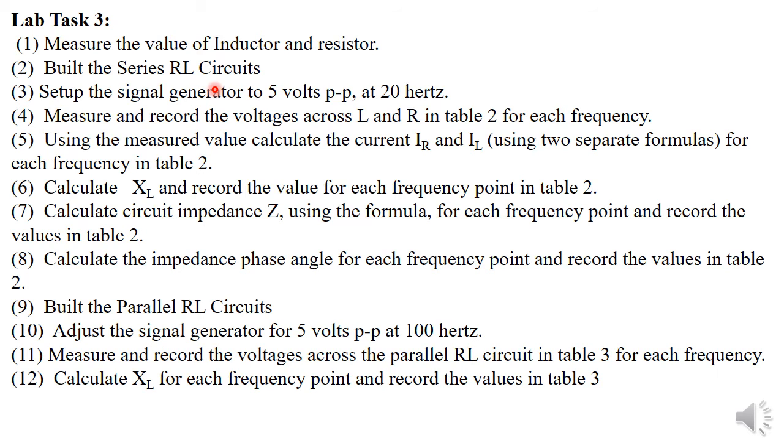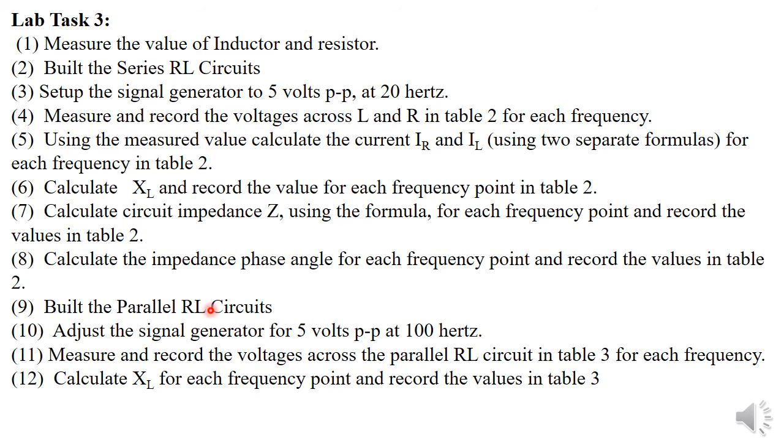For task 3, measure the values of inductor and resistor. Build the series RL circuit. Set the signal generator to 5 volt peak to peak and 50 Hz frequency. Measure and record the voltages across L and R in table 2 for each frequency. Using the measured values, calculate the currents IR and IL. Calculate XL and record the value for each frequency. Calculate circuit impedance. Calculate the impedance phase angle for each frequency point and record the values in table 2.